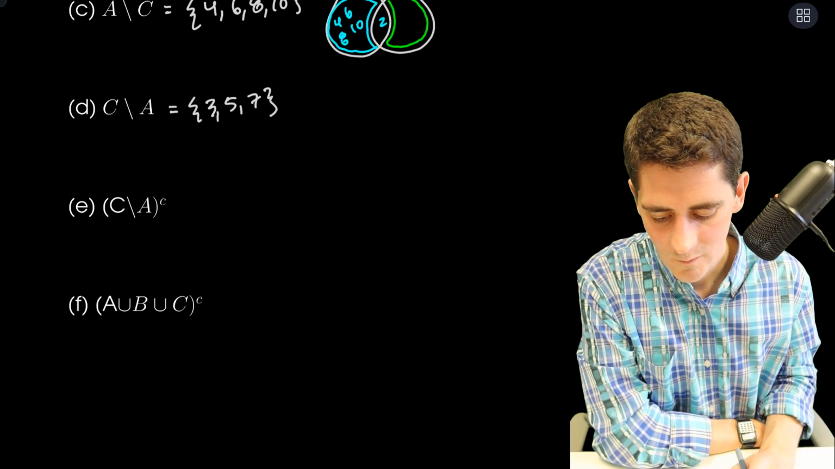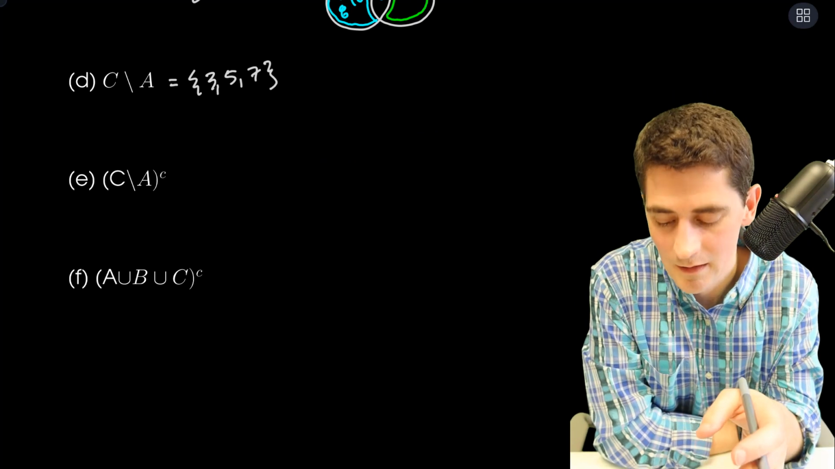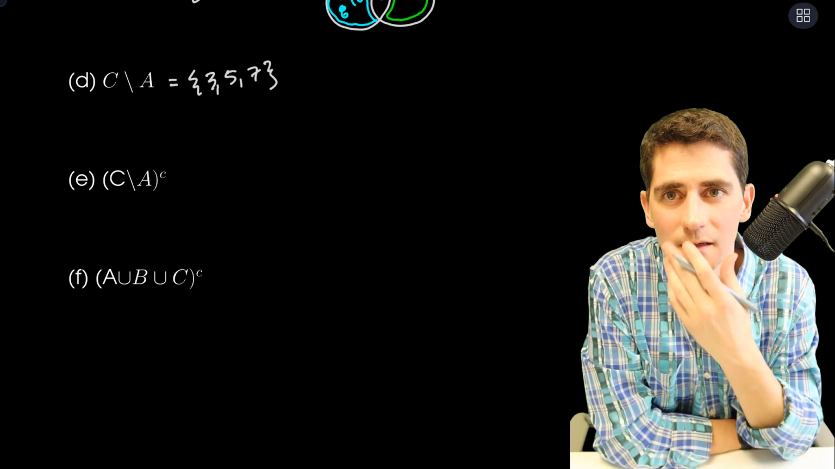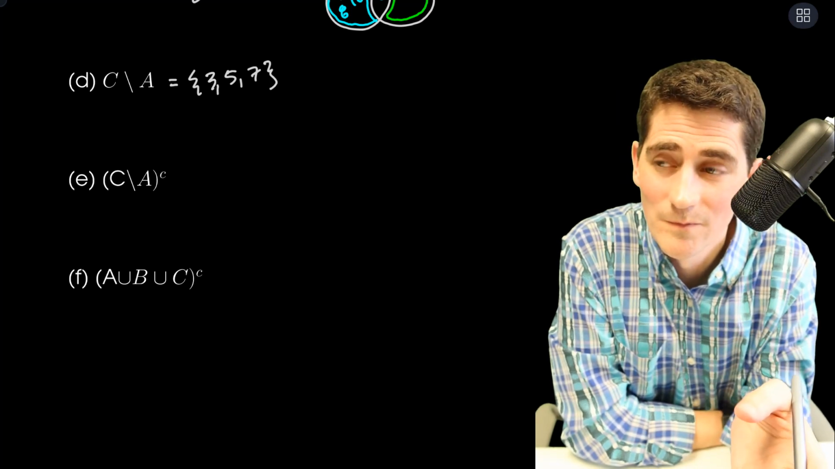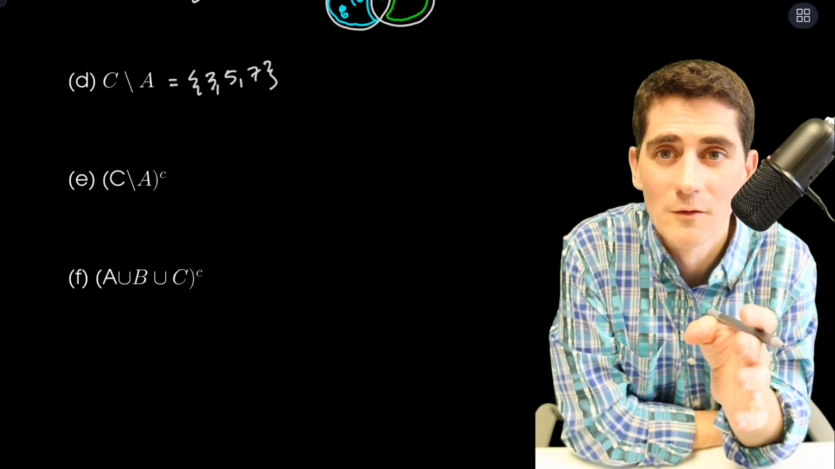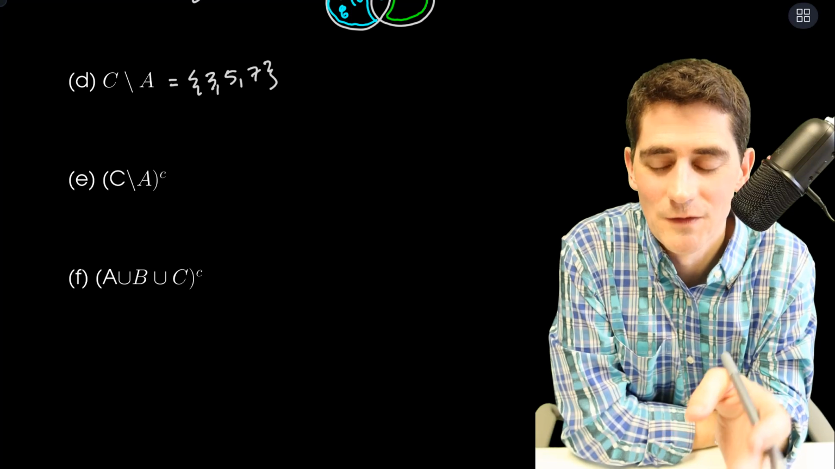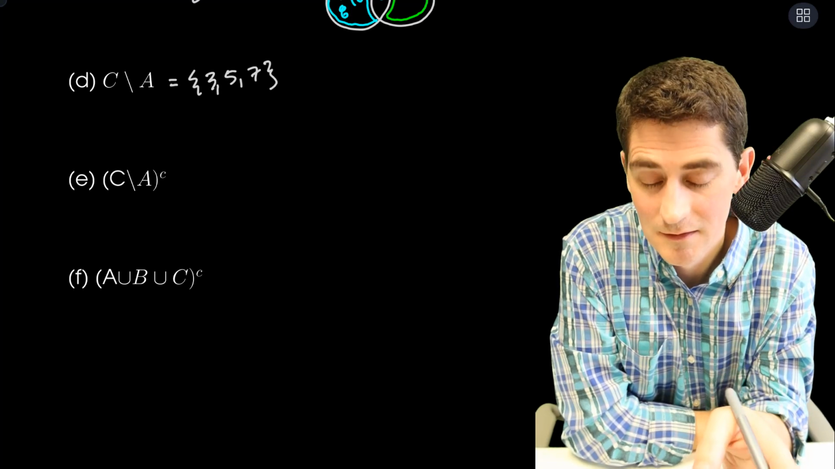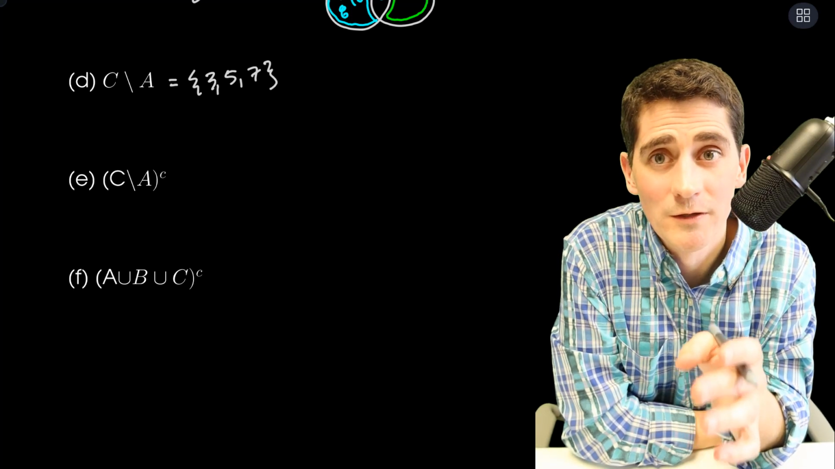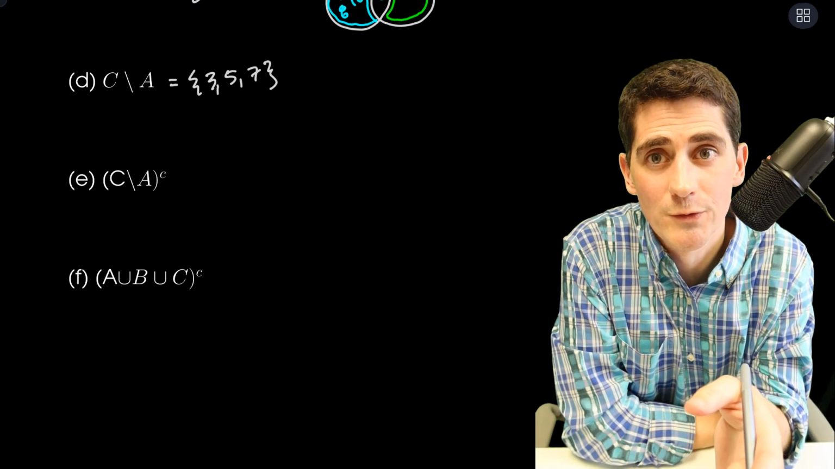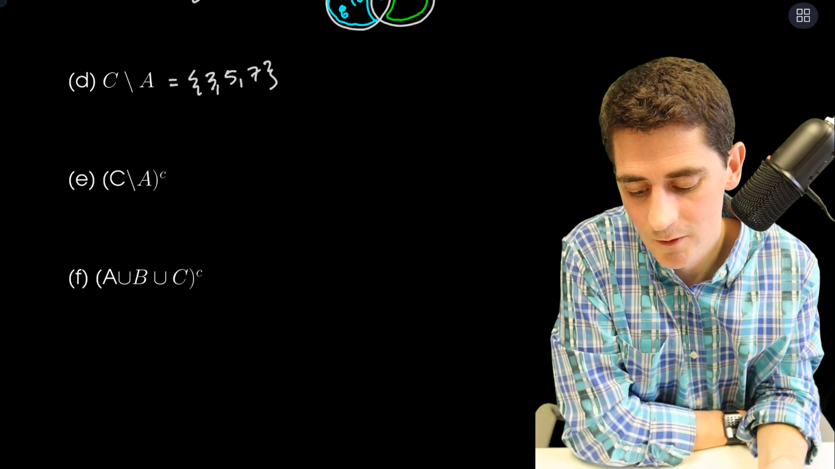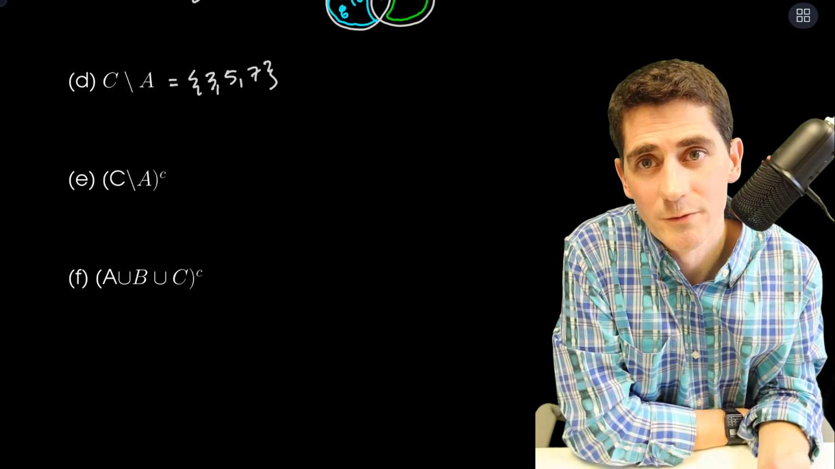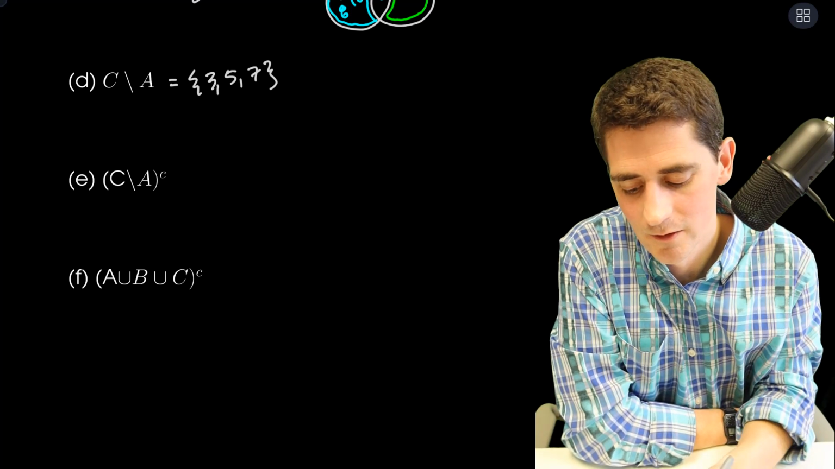It says this time we want C throw away A complement. Okay. What does that mean? That means the stuff that's in C throw out A are the things I don't want. So I want everything but C delete A. And now I'm talking about my universal set here, which was 1 through 10. So thankfully in D part I already found C throw out A. So I want the stuff 1 through 10 that's not in C throw out A.